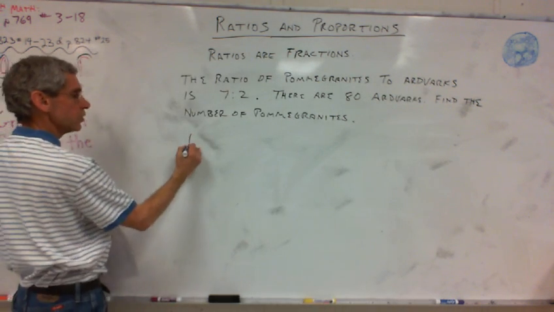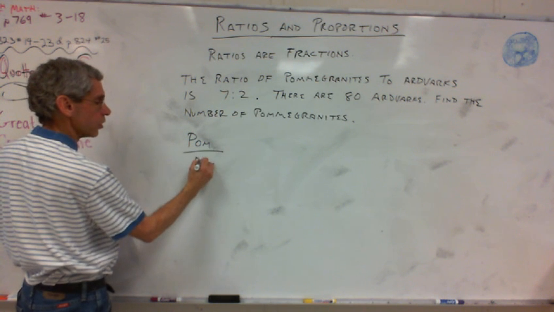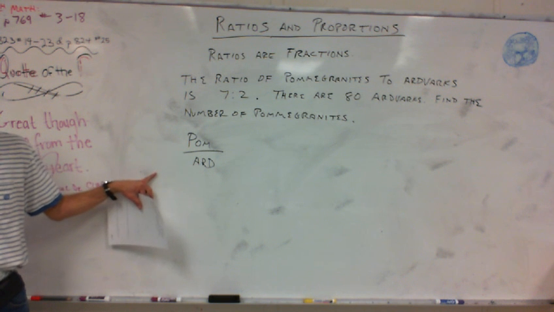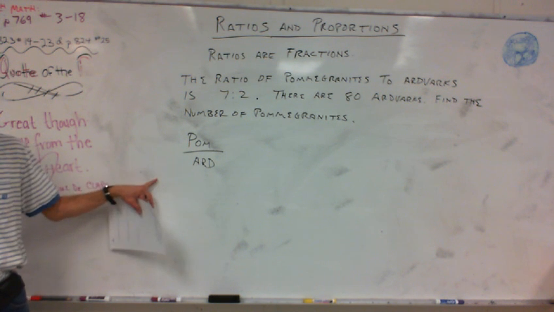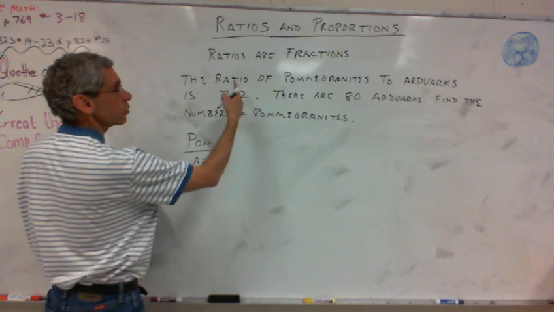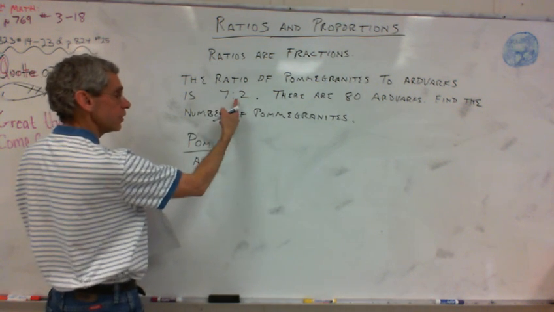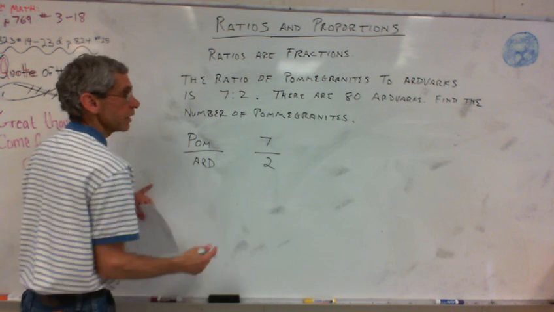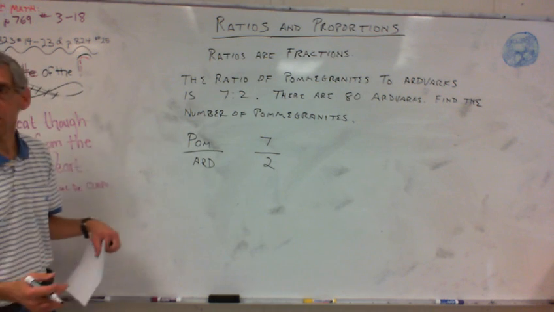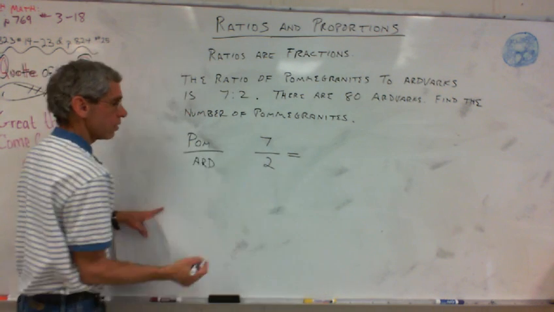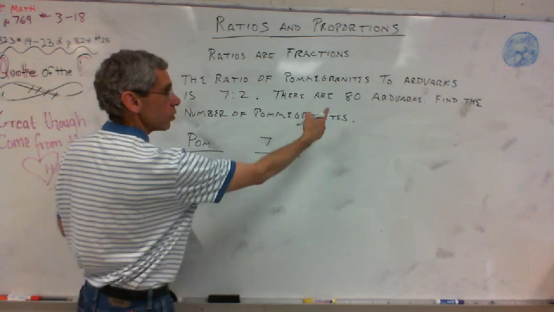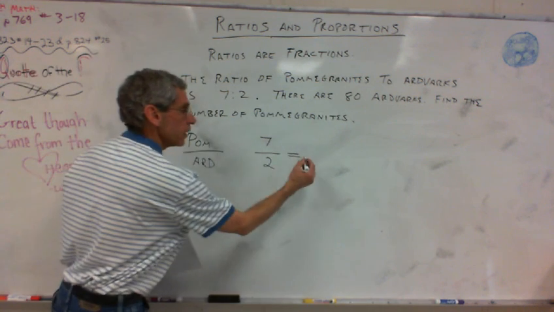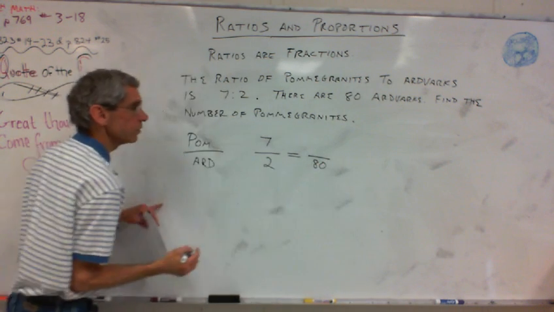So I'm going to put that down here just to remind myself: pomegranates over aardvarks. That's really important. That's your little map that tells you what goes upstairs, what goes downstairs, right? It says the ratio of pomegranates to aardvarks is 7 to 2. And then it says there are 80 aardvarks. So I'm going to put an equal sign, x over 80. Aardvarks go downstairs. You see that? There's my little map. So over here, I've got my 80 downstairs because those are 80 aardvarks.